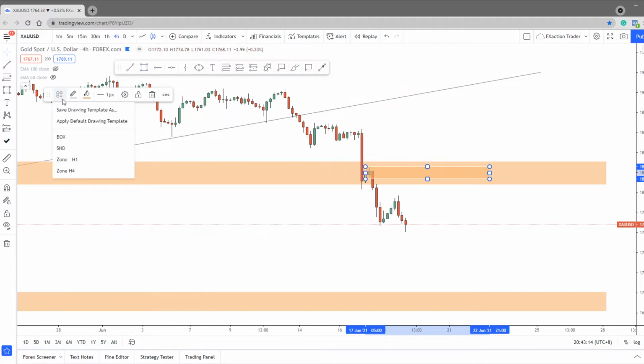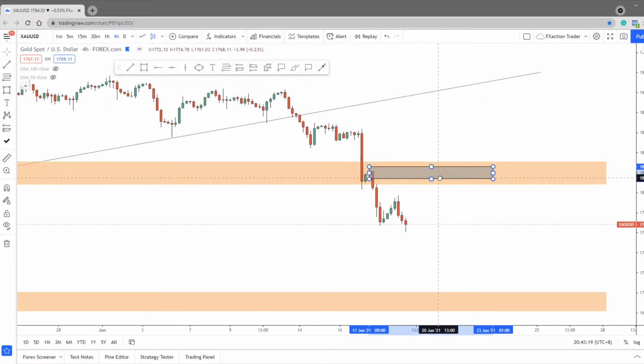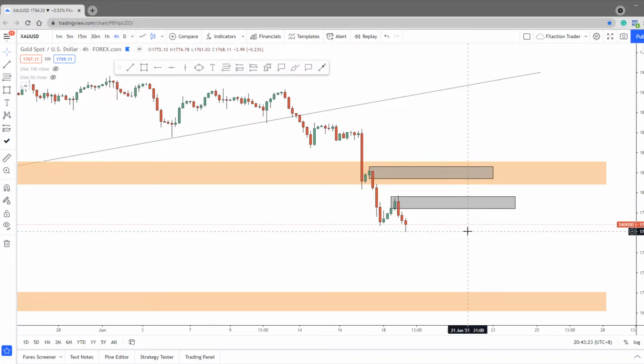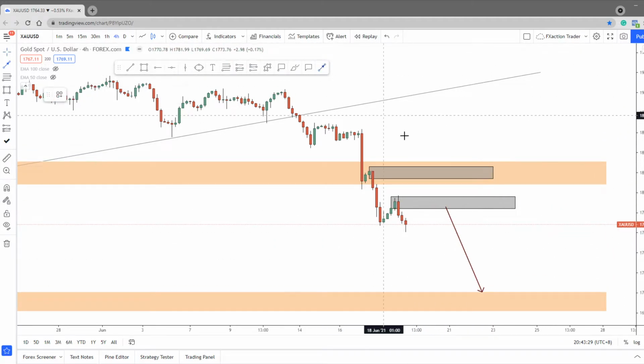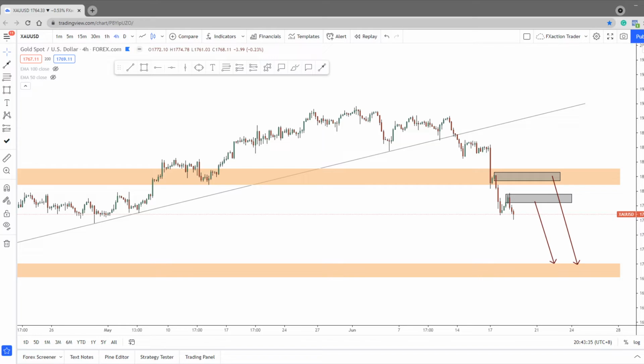All right, let me change to blue color. We have to take note of this area and also this area. So we need to say that as long as these two areas are not broken, we should keep on selling the market until market retests the previous low at 1700. So this is my view for gold.